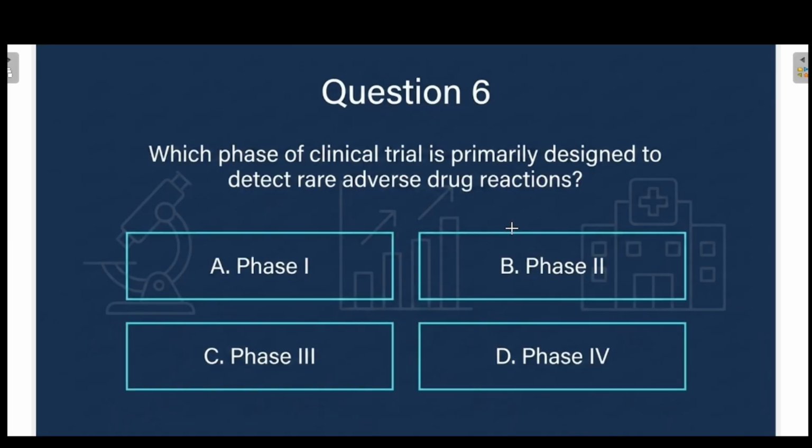Next question is question number 6. Which phase of clinical trial is primarily designed to detect rare adverse drug reactions? Option A phase 1, option B phase 2, option C phase 3, and option D phase 4. So the correct option is option D, phase 4.